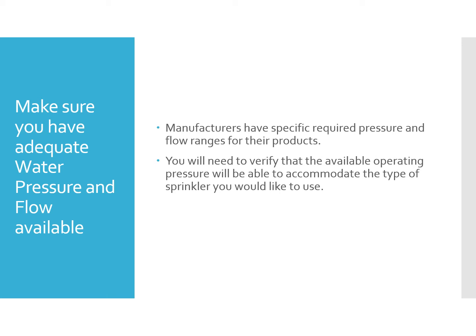You'll want to make sure that you have adequate water pressure and flow available to use the type of sprinkler heads that you have in mind. So manufacturers have specific required pressure and flow ranges for their products. So you'll want to take a look at the manufacturer's specification sheets and make sure the pressure that you have to work with and the flow that you have to work with is practical for what you're looking for. You'll need to make sure that you've verified the available operating pressure and will be able to accommodate the type of sprinkler that you'd like to use.